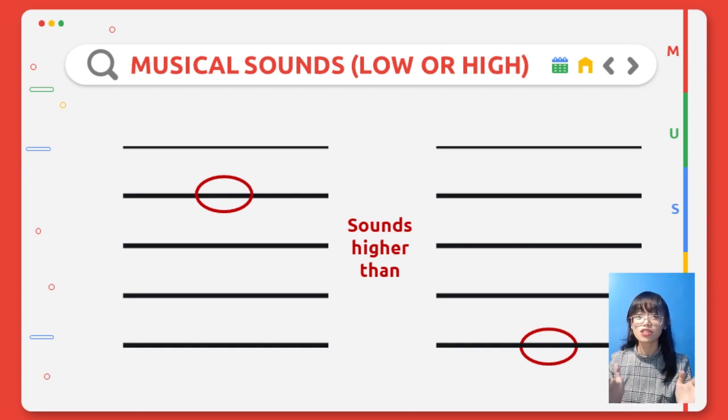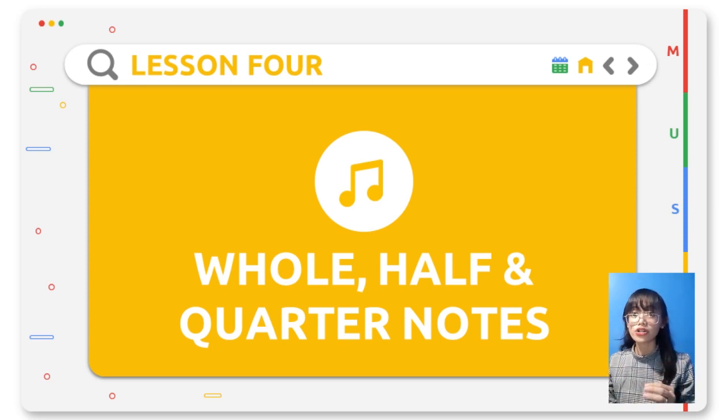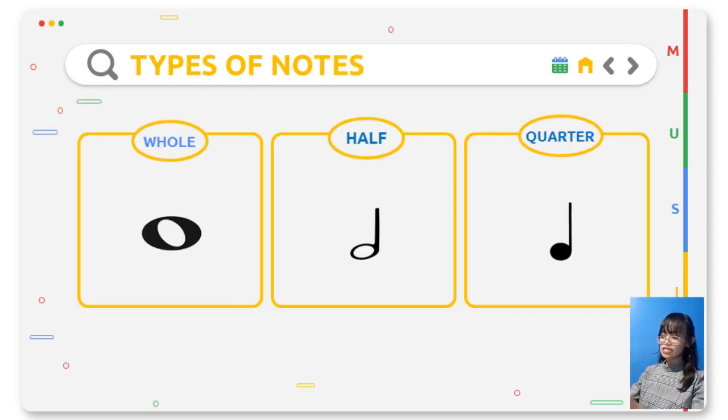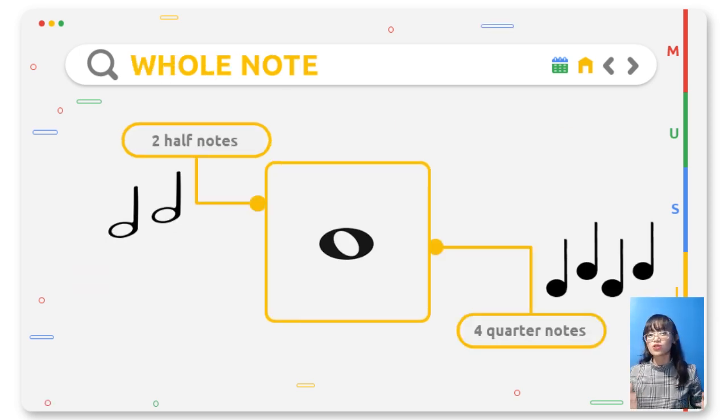Now we're going to talk about the duration, whether it's going to be long or short. It will be indicated by different types of notes. If you're seeing my screen right here, we have whole, half, and quarter notes. First one, the whole note. The whole note has the longest time value, and it is equivalent to 2 half notes. 1 half note is equal to 2 seconds. And so 2 half notes for 1 whole note.